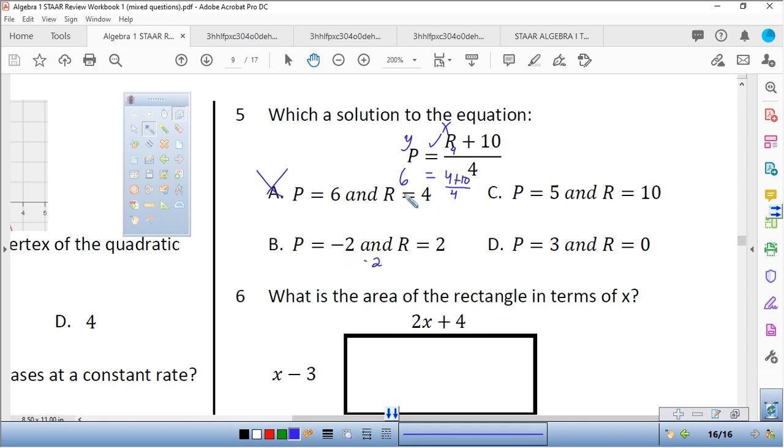-2 is your p. Is that equal to (2 plus 10) divided by 4? There's no way I can add up positives and divide by another positive and wind up with a negative. Here I'm going to go with 5 is equal to (10 plus 10) divided by 4. Ooh, check, that's my answer. 20 divided by 4, 5. Prove that this one's not. So we're going to go with 3 is equal to (0 plus 10) all over 4. So now we have 3 is equal to not even.